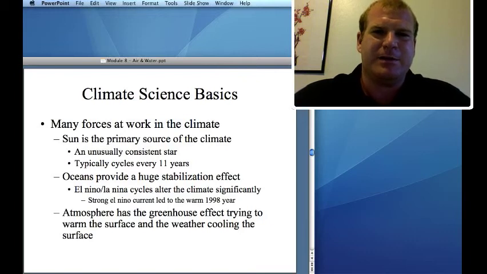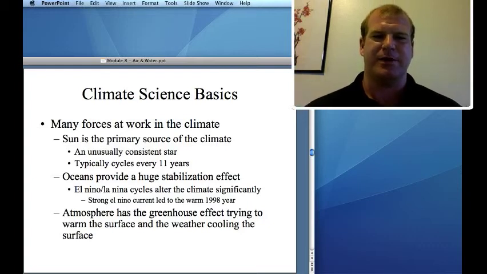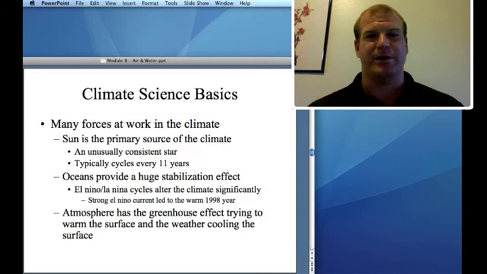So we've been experiencing cooling recently. It's hard to pin down. We had an El Nino last year, but we still experienced cooling. It seems the sun is the primary source. And we have two things going on: the greenhouse effect is trying to warm the Earth, and weather in general cools the Earth.